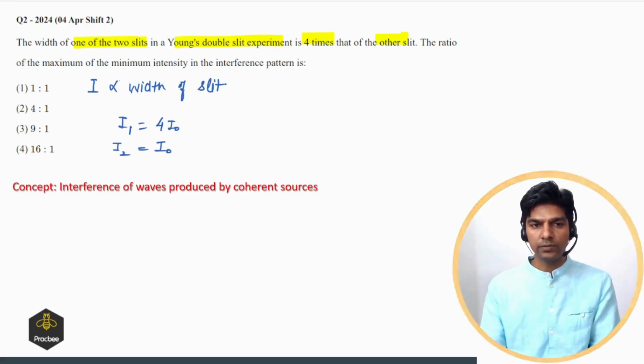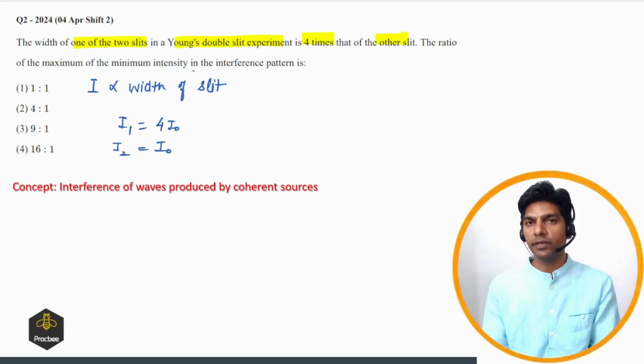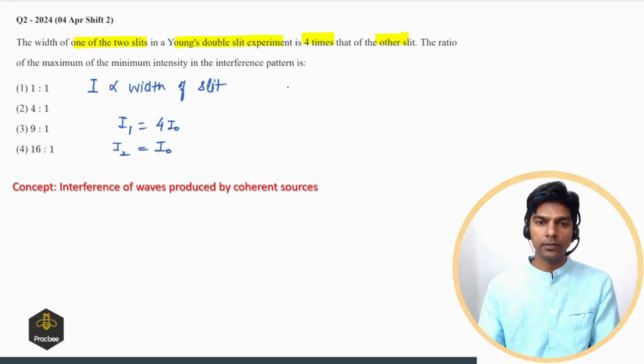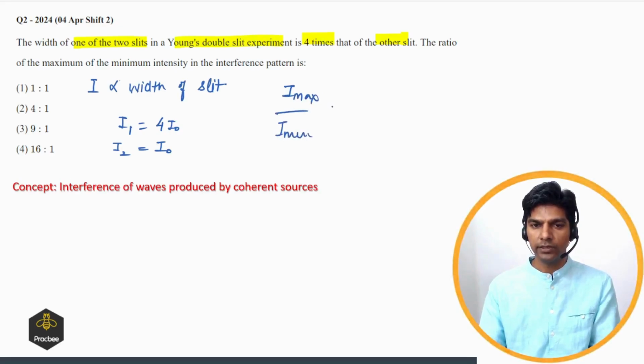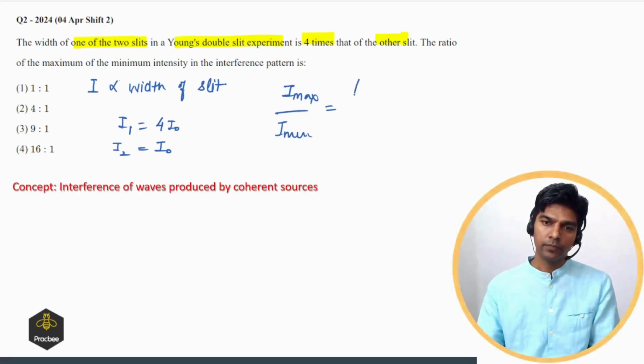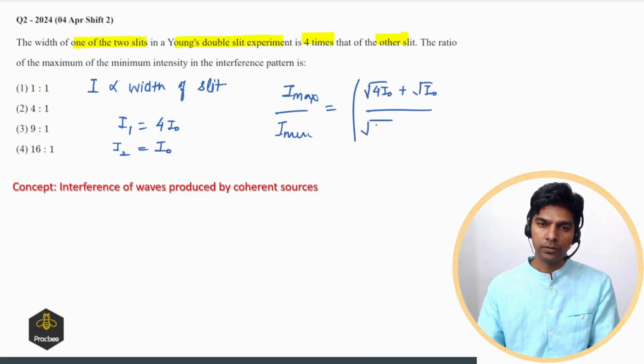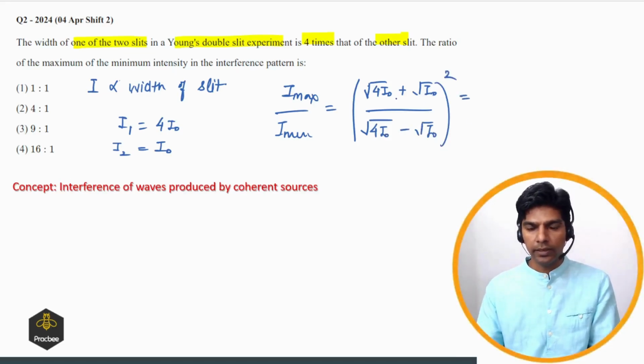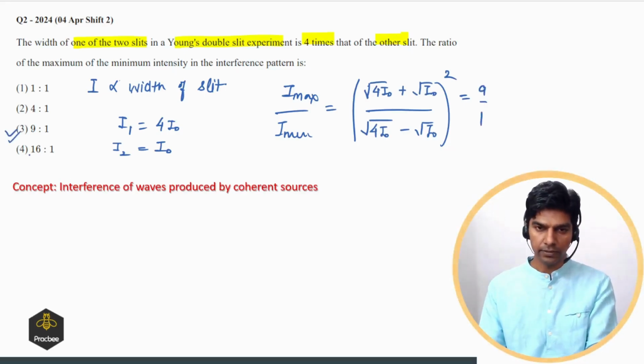Now the ratio of the maximum and the minimum intensity in the interference pattern. We know the I max formula, we know the I minimum formula, right? So let us apply that formula. This will be root of 4 I naught plus root of I naught, whole square, divided by root of 4 I naught minus root of I naught, whole square. And if we simplify this, it comes out to be 9:1. So option 3 is the right answer.